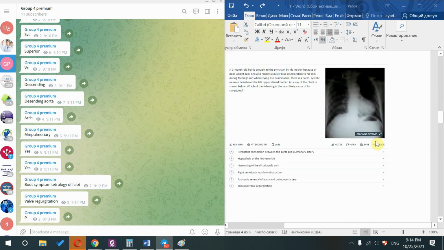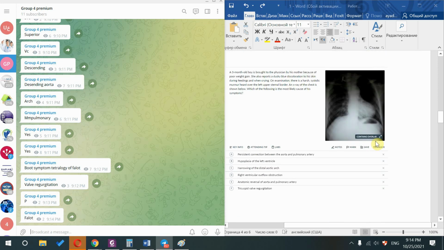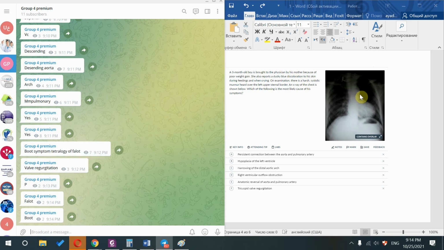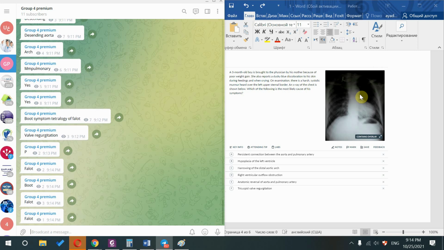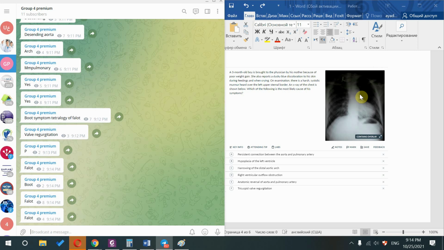Pulmonic stenosis. And he also has, except for the pulmonic stenosis, the TT spills and his heart looks like a shoe. Exactly. Yes, tetralogy of Fallot. Excellent, everybody. Okay, and tetralogy of Fallot, they're right.